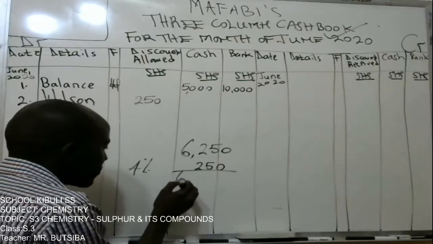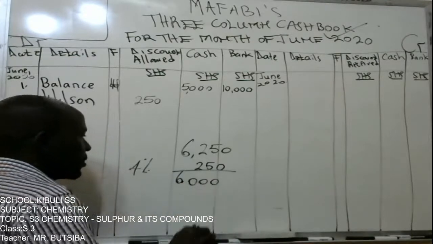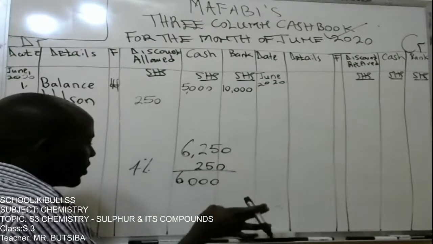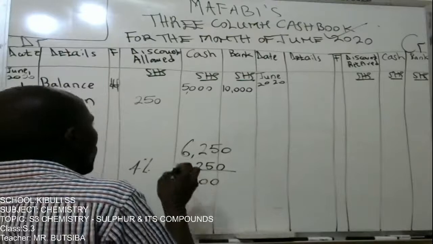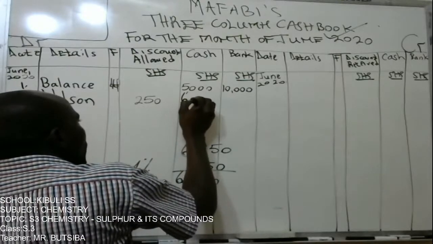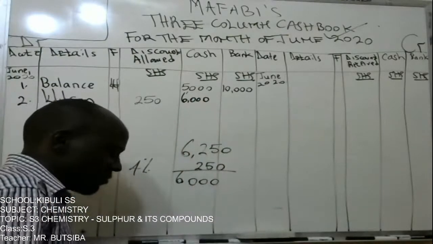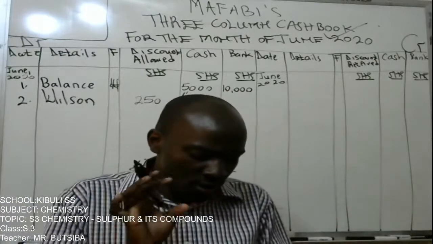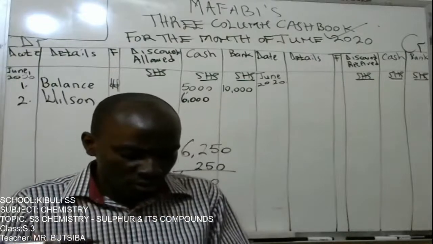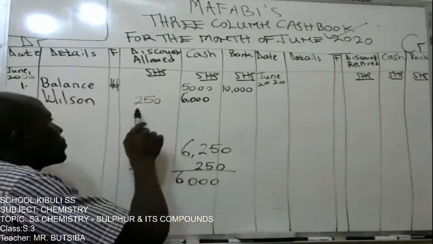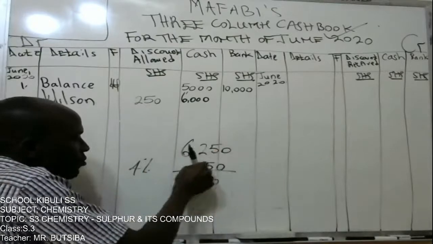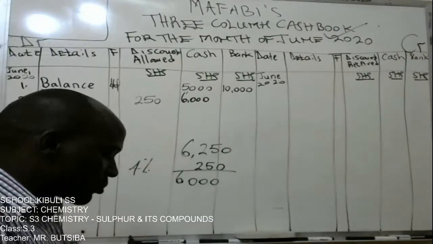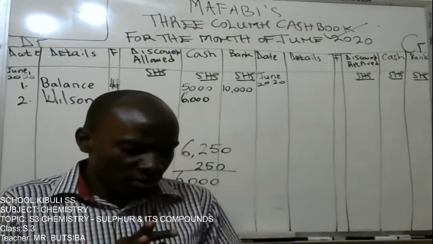How much money are you receiving from Wilson? So you subtract 250 from 6,250. Then you remain with a balance of 6,000. You have recorded that transaction on second, received cash from Wilson. So that when you add the two, 250 plus 6,000, it has to go back to the previous original amount before the discount. Okay, so that transaction is done.